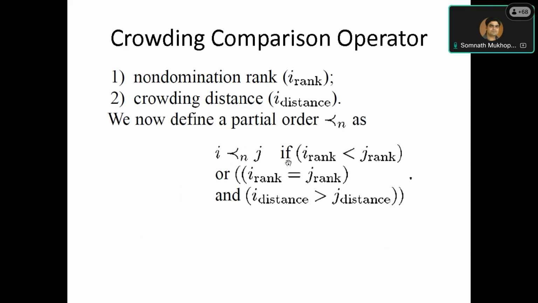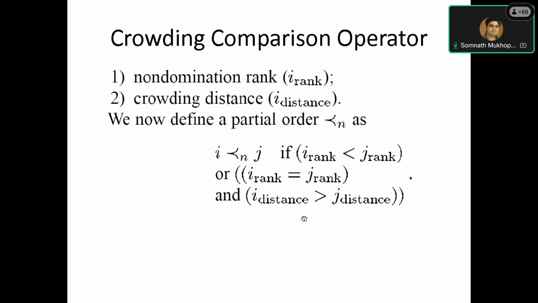Crowding distance is infinite for the boundary solutions. For others, the crowding distance is calculated. So how is the selection done? If the rank of I is less than the rank of J, that means I dominates J.